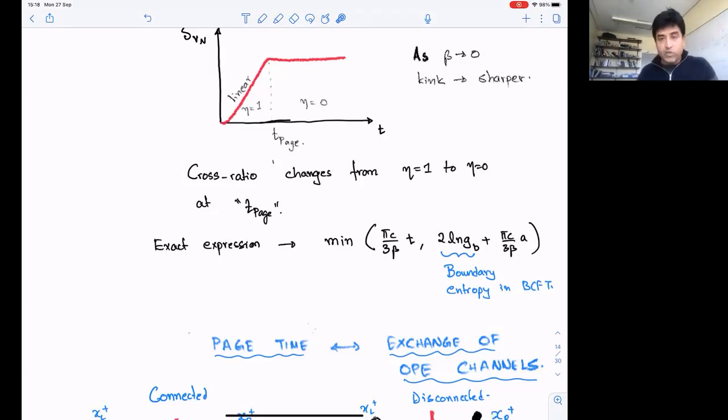So we can understand each of these terms in this expression in a very simple way. The first term here is nothing but the thermal entropy of a one-dimensional gas of bosons. And it increases linearly with time as you collect more and more of this radiation gas. But this expression, the minimum of these two, tells us that this linear growth will saturate, and it saturates precisely at a value given by twice the boundary entropy.